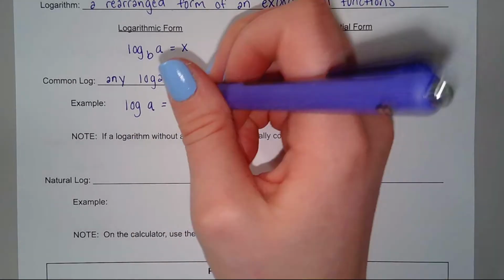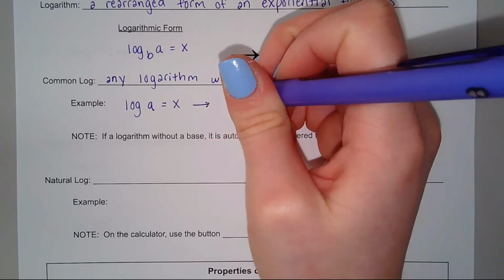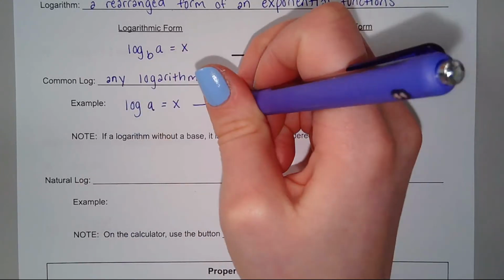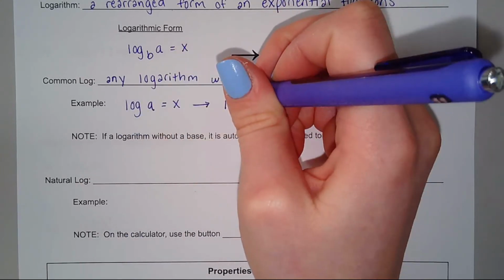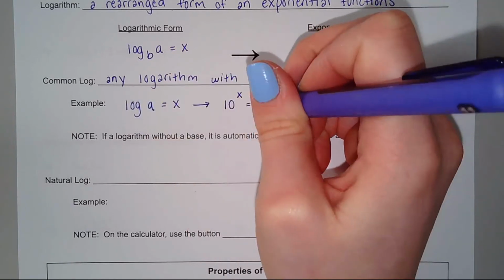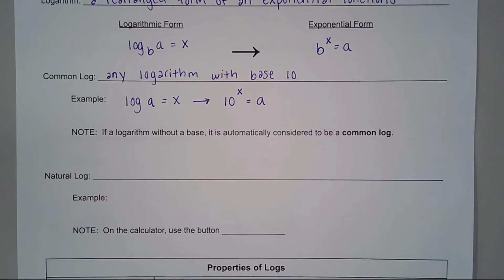And so if we were to convert into exponential form, our base would be 10. We would have our exponent, which would be x, and that would equal our answer, which is a. So if there's not a base written, we know that's a base 10.